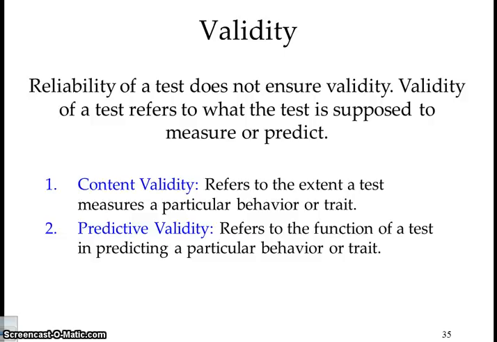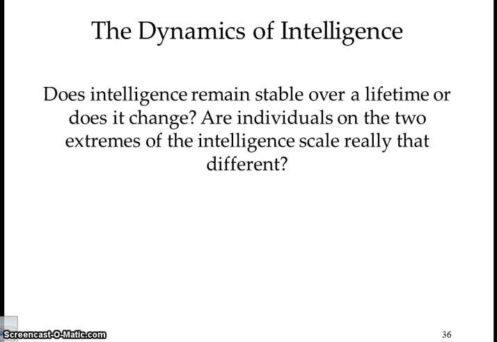So content validity refers to the extent a test measures a particular behavior or trait. And then predictive validity refers to the function of a test in predicting a particular behavior or trait. Content validity would be like an end of course exam, a final exam. Predictive validity is like the SAT. Over the years, the SAT has proven to be a predictive test that is valid because when they look at the SAT scores and they look at how well these freshmen do their first year, it actually kind of measures out.